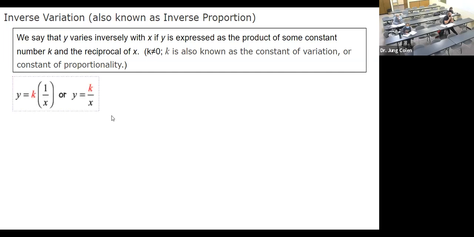You can compare this to direct variation, right? Direct variation is y is equal to k times x. The inverse variation, you have x in the denominator. Y is equal to k over x. Okay? This is the same thing. K over x is the same as k times 1 over x. Right? Okay, so we can get to know.